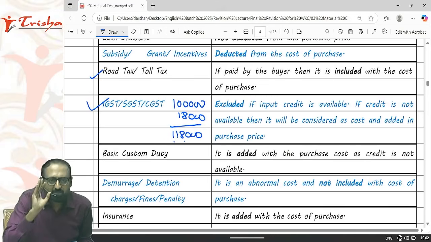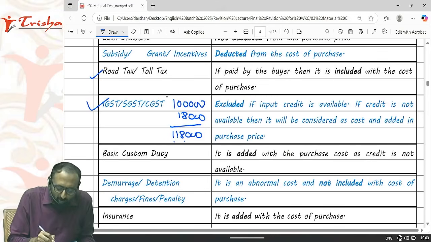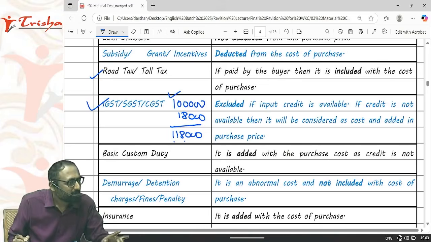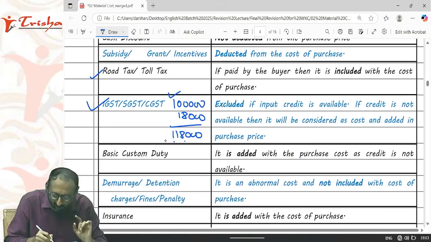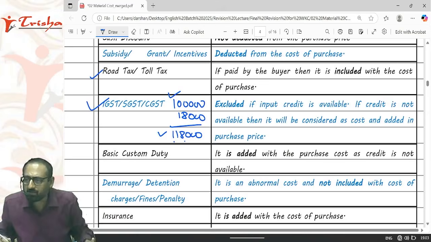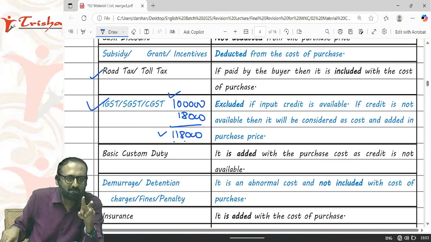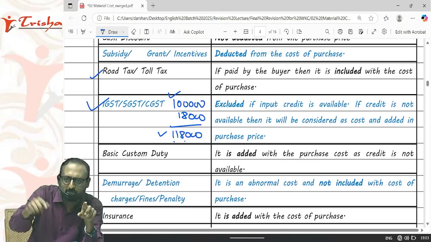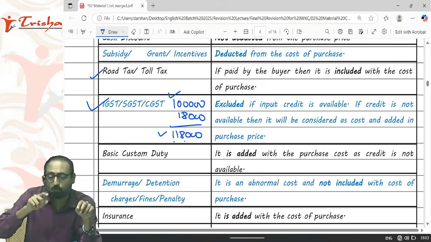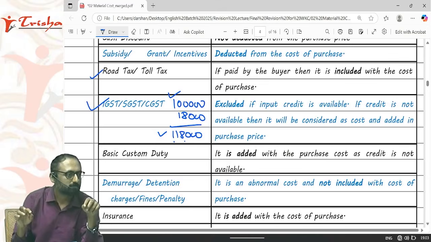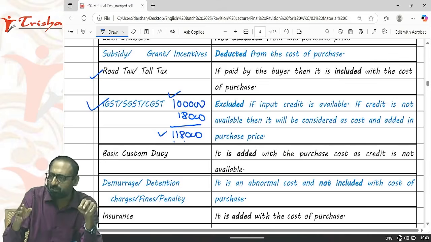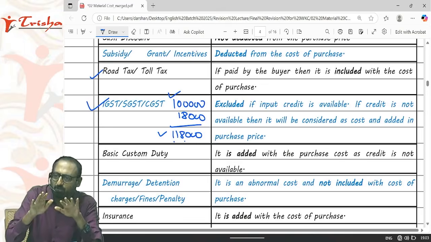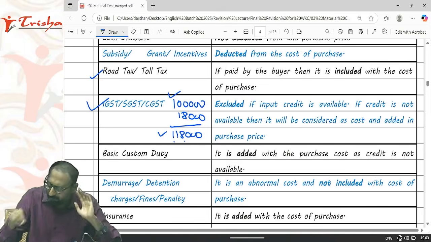If ITC is available, record at 1 lakh. Correct? If ITC is not available, record at 1 lakh 18,000. There are two situations where ITC is not available, commonly used in costing purpose. First, if you are an unregistered dealer, and second, if you are a composition dealer. Credit is not available, so add.